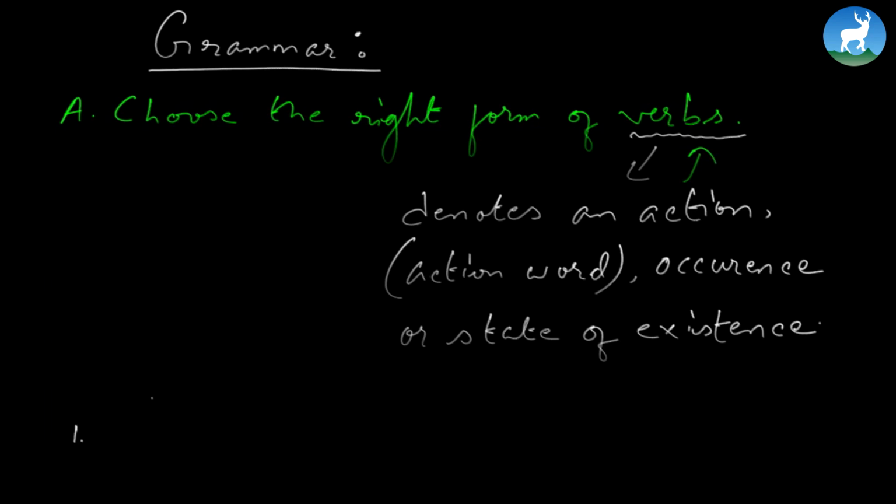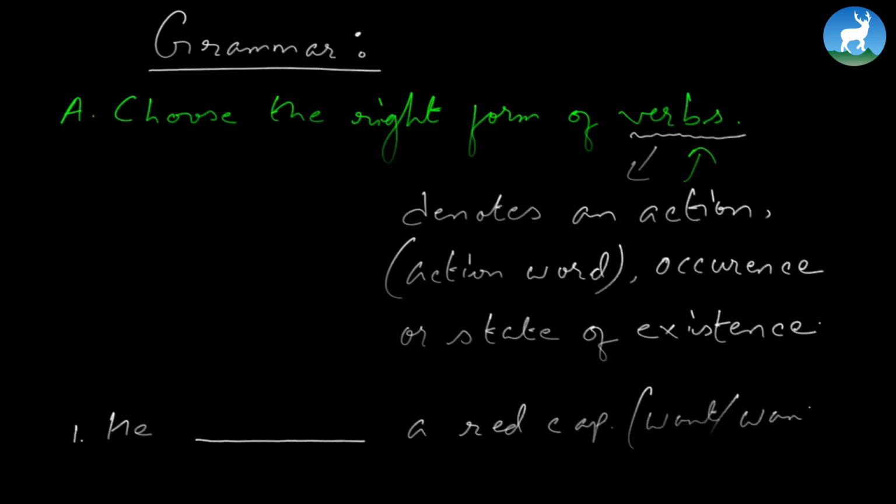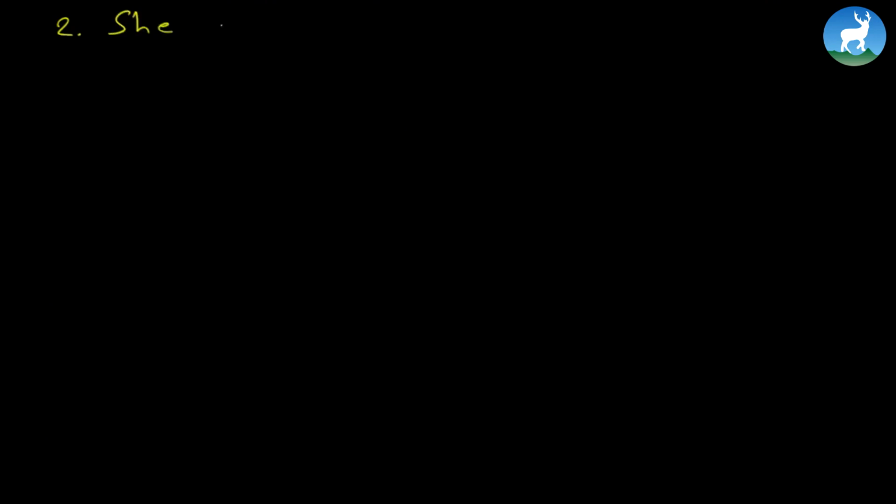From the verbs given, we have to choose the right form of verbs. For example, one: he blank red cap. The options we have are want and wants. So what do you think is the correct verb in this sentence? He want a red cap, or he wants a red cap? So we just choose the correct form of verb. In this case, he wants a red cap. He wants is the present tense.